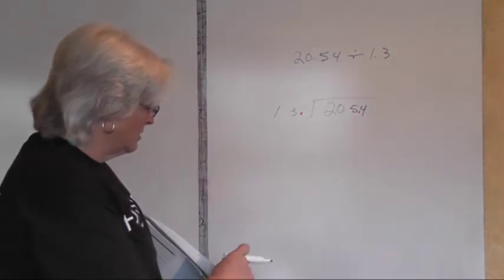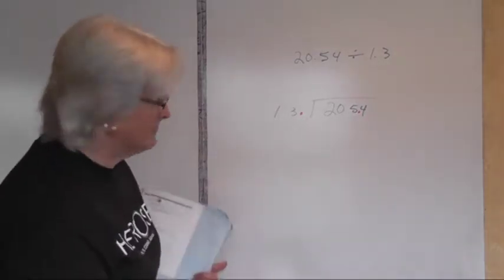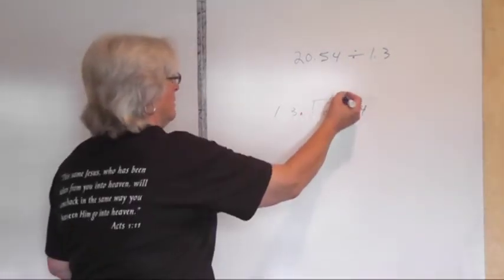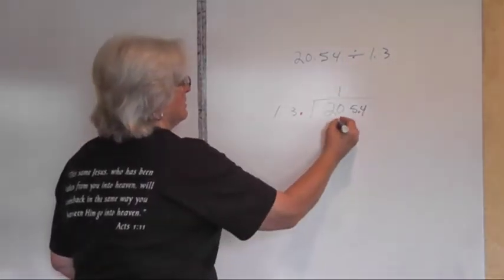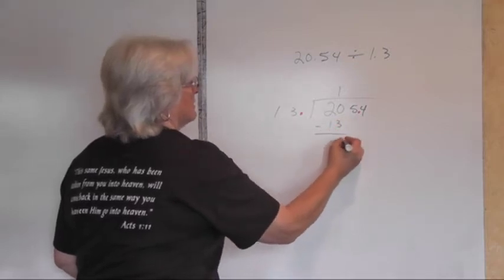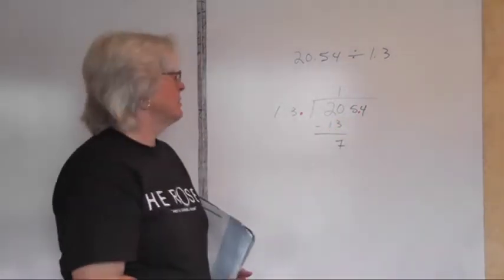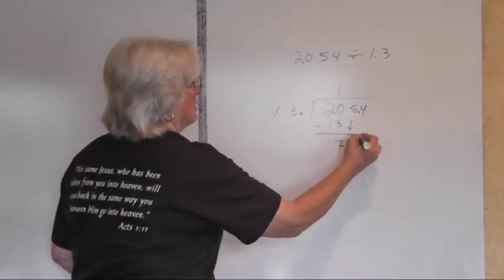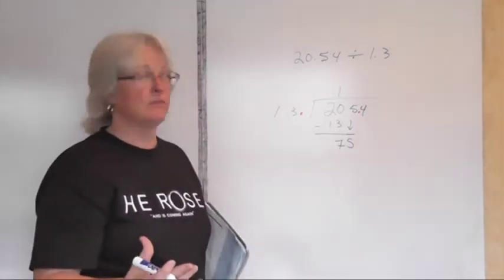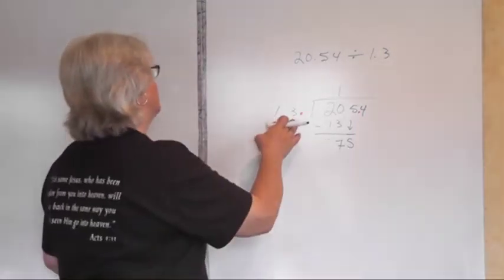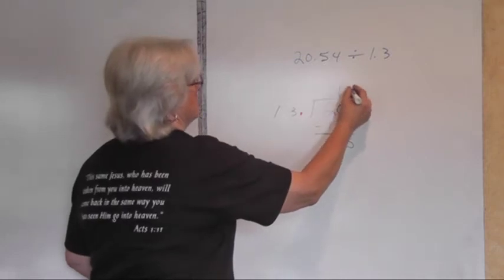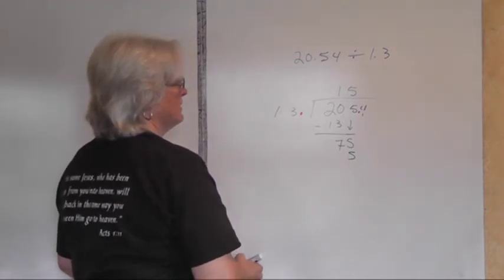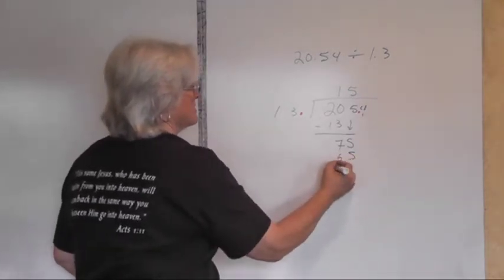Now let's see what we end up with when we divide. How many times will 13 go into 20? It goes in 1 time. 1 times 13, we're going to subtract to end up with 7, and we bring down the 5. 13 will go into 75 5 times. 5 times 3 is 15. 5 times 1, carry 1, is 65.